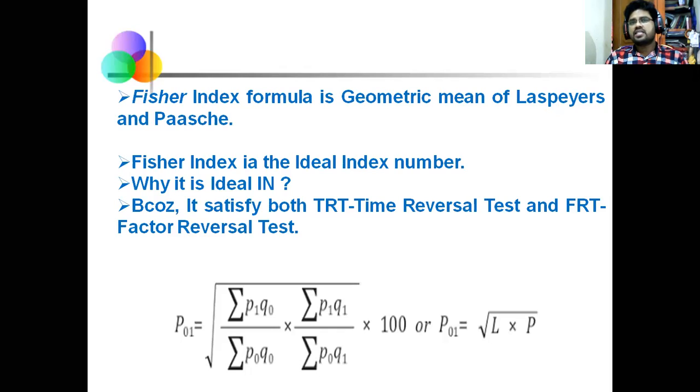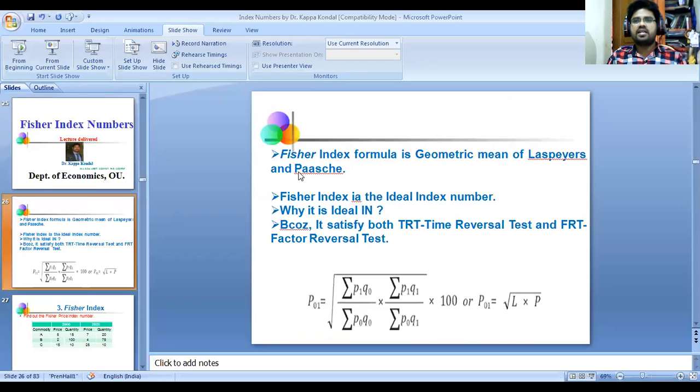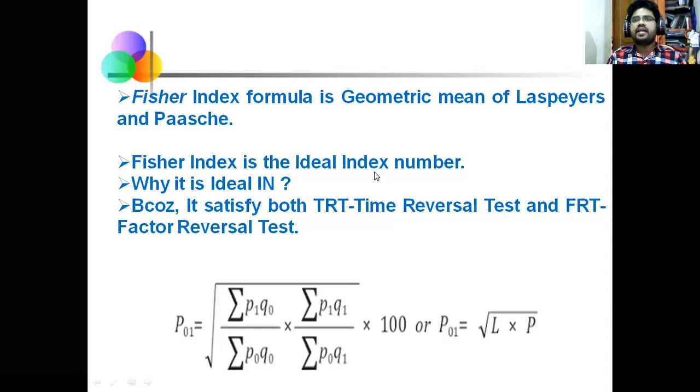The Fisher index is the ideal index number. Fisher index is the ideal index number. So what is meant by an ideal index number? Generally we discussed last day the Laspeyres and Paasche. What did the Laspeyres index number tell us? It has an upward bias and it is an upper limit, right? When you consider the Paasche index number, it has a downward bias and is a lower limit.